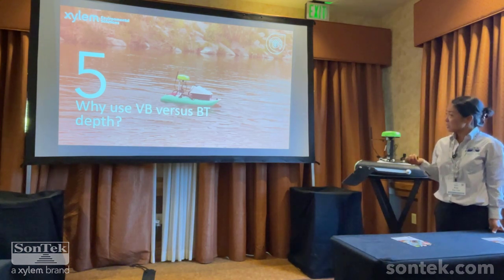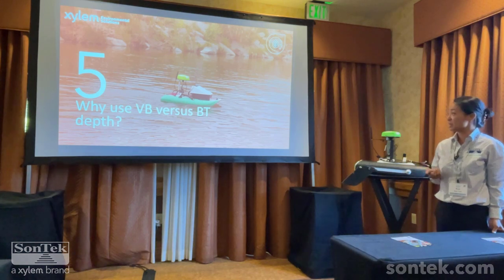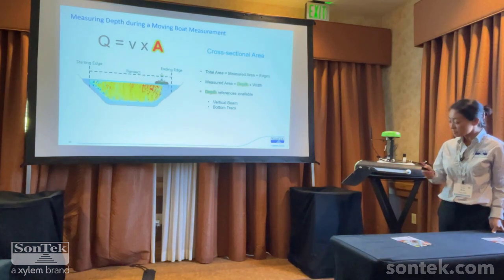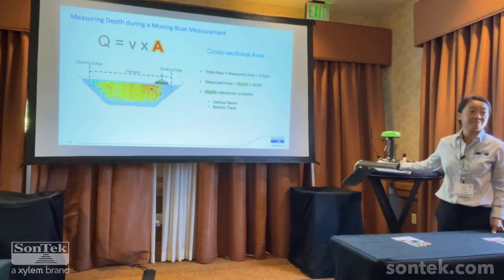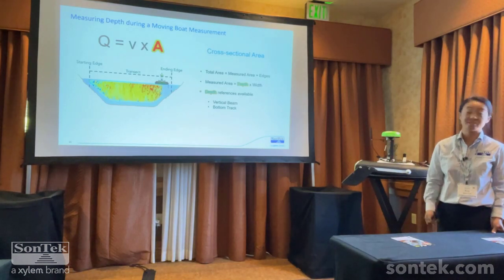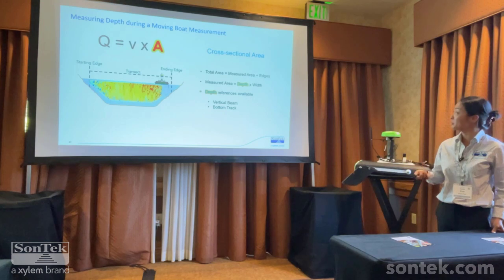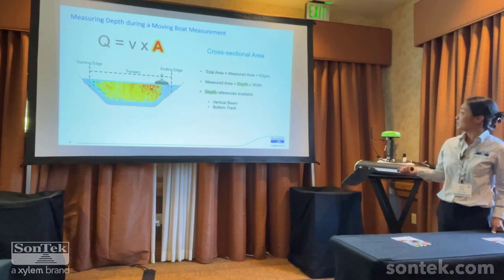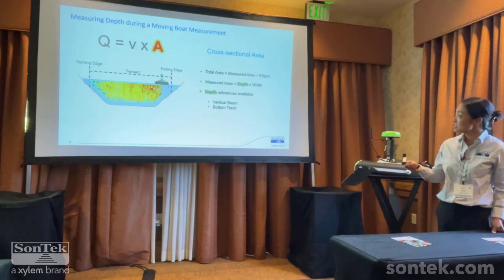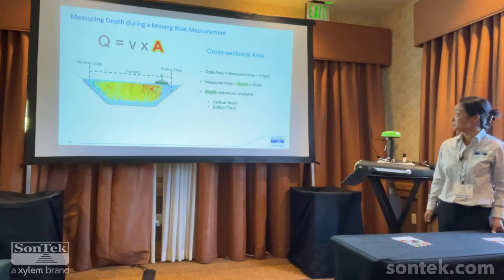Okay, so number 5, why use vertical beam versus bottom track for depth? I'll explain what that means also. So I mentioned earlier that our ADCPs measure depth, and that depth obviously comes into play in the cross-sectional area calculation that we need for the final Q. So the cross-sectional area is going to be defined as that total area, which is the measured area, that colored area, plus those edges. That measured area is going to be the depth multiplied by the width of the cross-section.